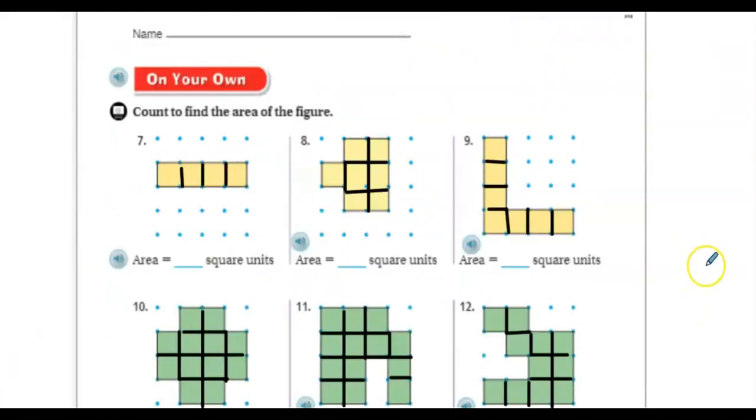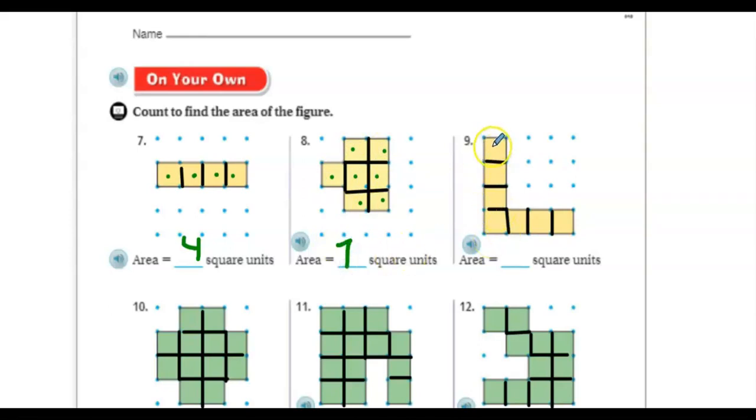Okay, so let's go over. You're on your own. Remember, you're counting to find the area of the figure. So we're looking at the area, which is the space that's covering you using square units. So 1, 2, 3, 4. So hopefully down here you wrote that it covered 4 square units. So we go to number 8 and we count up how much space is covered. 1, 2, 3, 4, 5, 6, 7 square units.